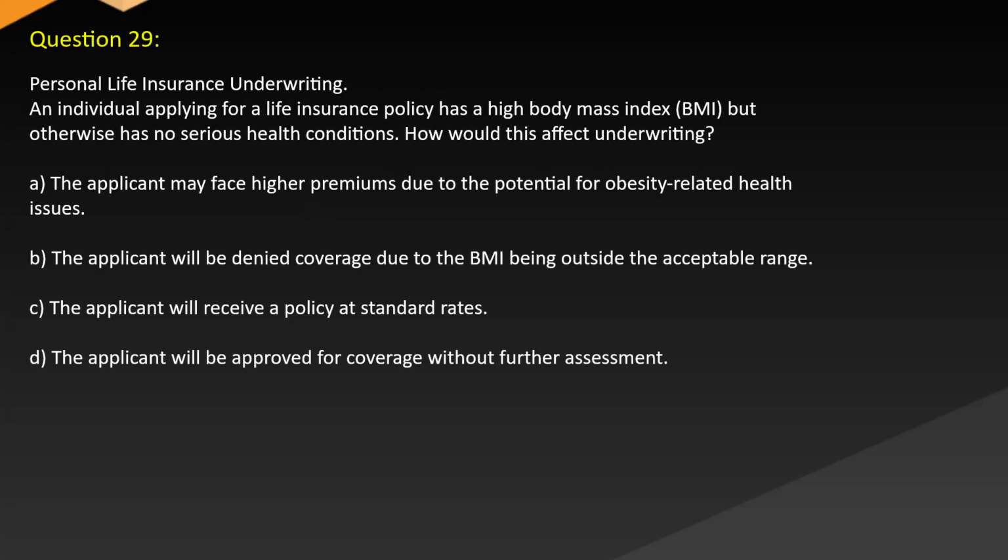Question 29. Personal life insurance underwriting. An individual applying for a life insurance policy has a high body mass index (BMI), but otherwise has no serious health conditions. How would this affect underwriting? A. The applicant may face higher premiums due to the potential for obesity-related health issues. B. The applicant will be denied coverage due to the BMI being outside the acceptable range. C. The applicant will receive a policy at standard rates. D. The applicant will be approved for coverage without further assessment.